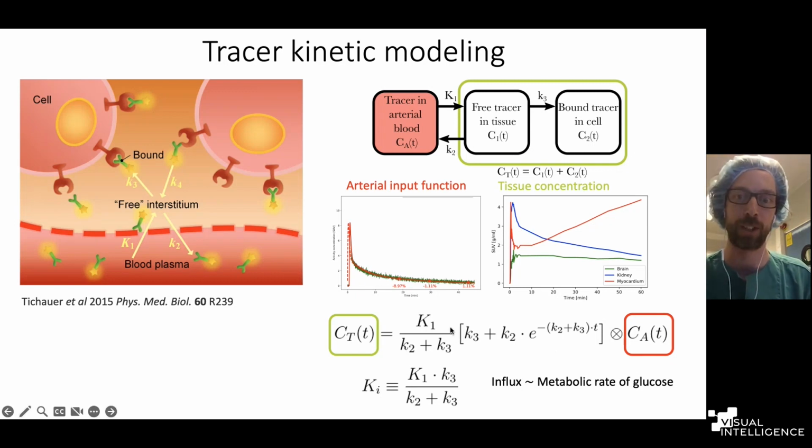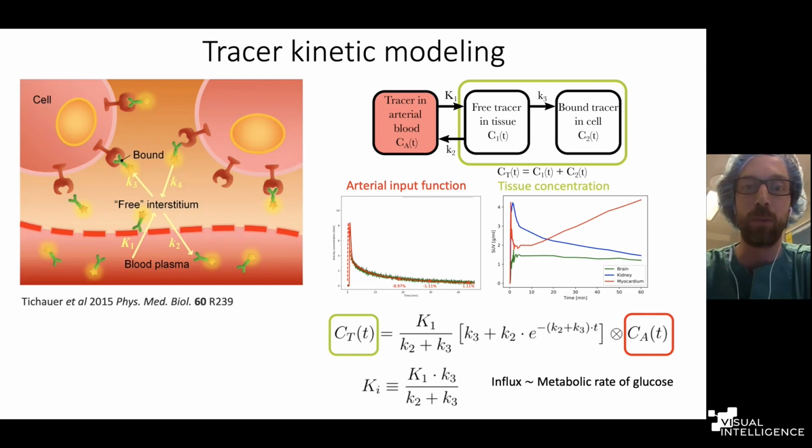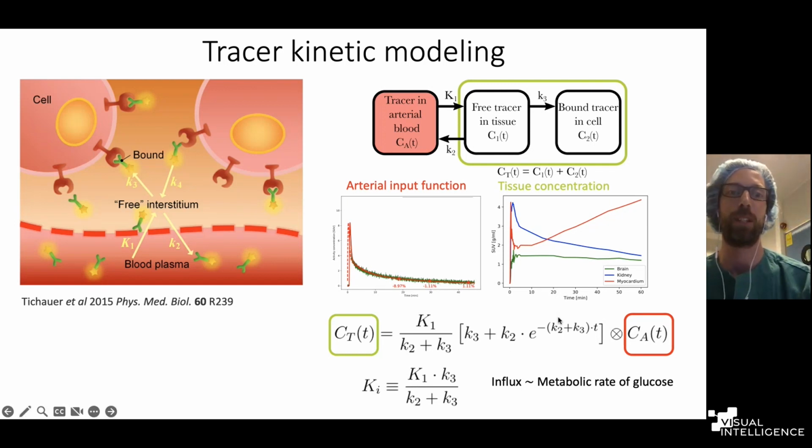And these K values actually have the physical meaning of the transport of the tracer. So in the case of this glucose molecule, for example, Ki is proportional to the metabolic rate of glucose. So simply by injecting a meaningful tracer, you can measure a biological effect in the body of a patient non-invasively. So this is the great advantage with PET, which is not possible in other imaging modalities.